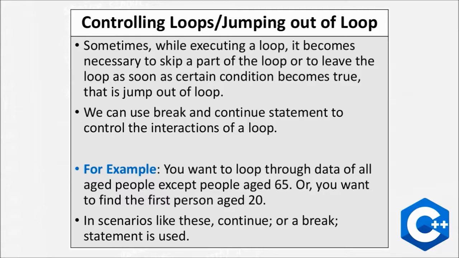After covering nested loops, we have some control statements. These control statements are used to control loops and jump out of the loop. What are these? These controlling statements are defined as follows: sometimes while executing a loop, it becomes necessary to skip a part of the loop or to leave the loop as soon as certain conditions become true. That is, jump out of the loop.